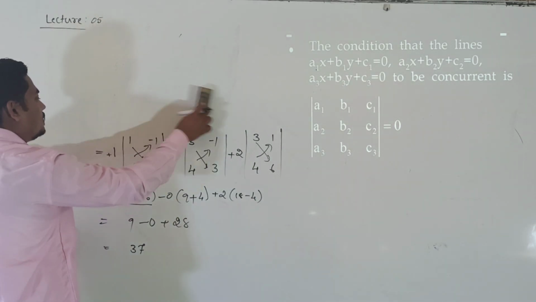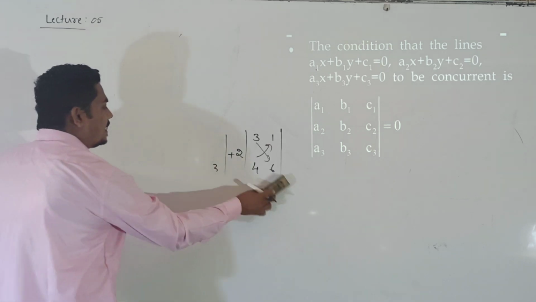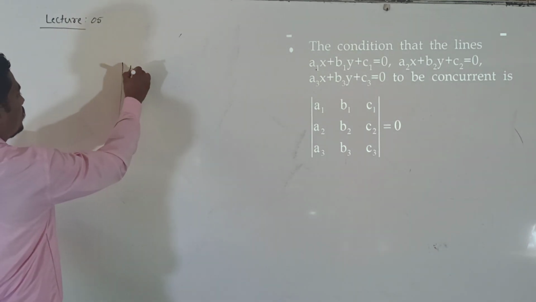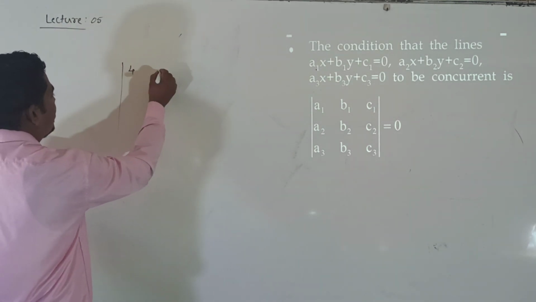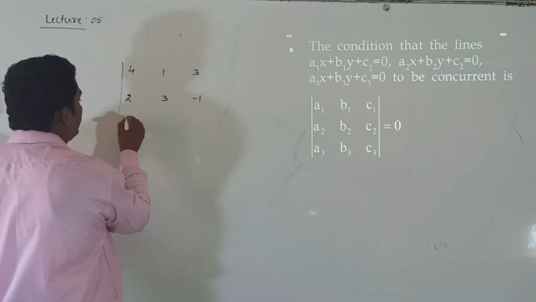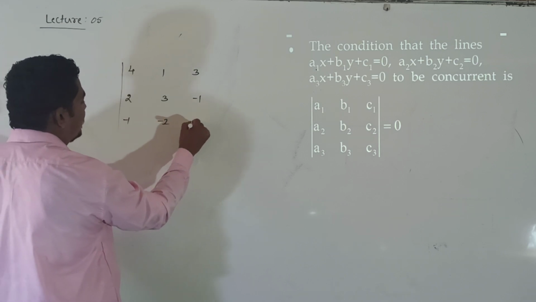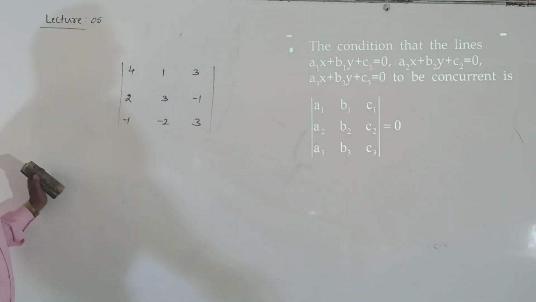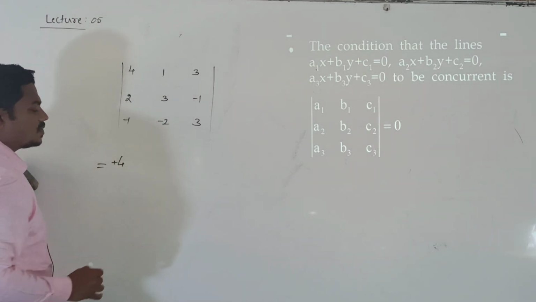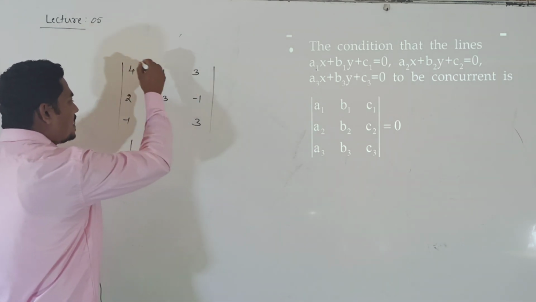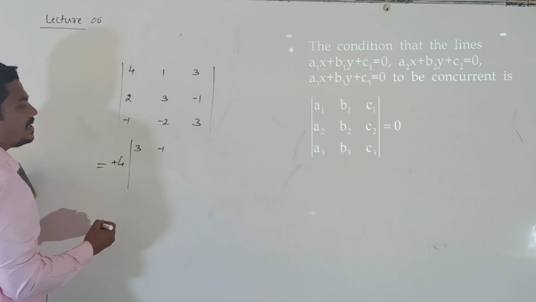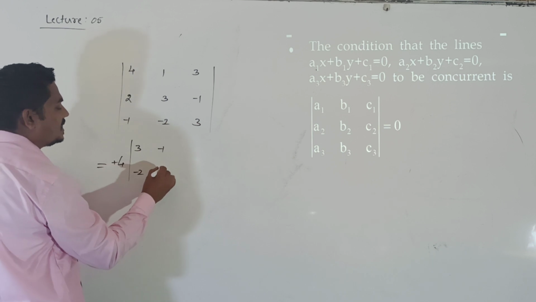Take one more problem on how to evaluate a 3 by 3, right? The determinant: 4, 0, or else you can take any non-zero numbers. 4, 1, 3; 2, 3, minus 1; minus 1, minus 2, 3. Elements may be any real numbers, right? Now how to evaluate this determinant? Write 4 and its sign is positive. Delete the first row and first column. The remaining determinant elements are 3, minus 1, minus 2, 3.